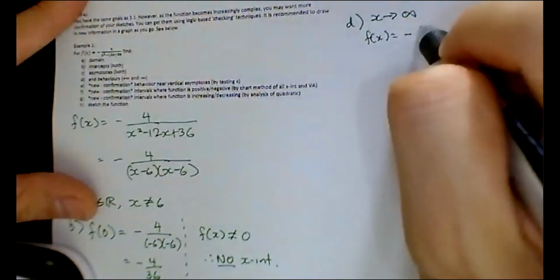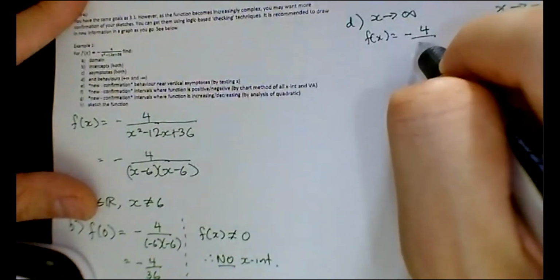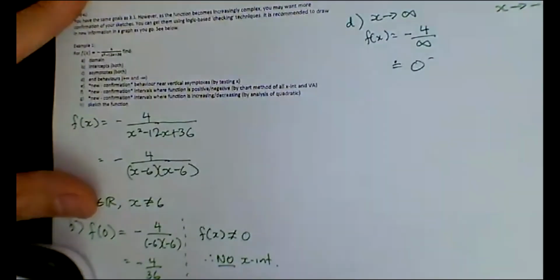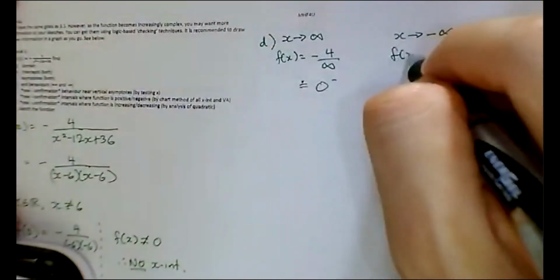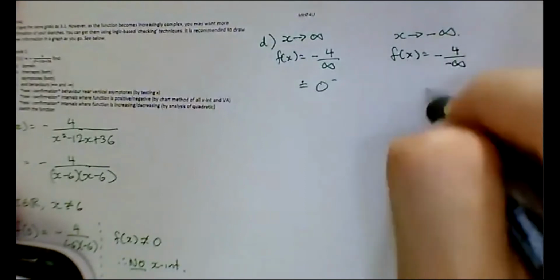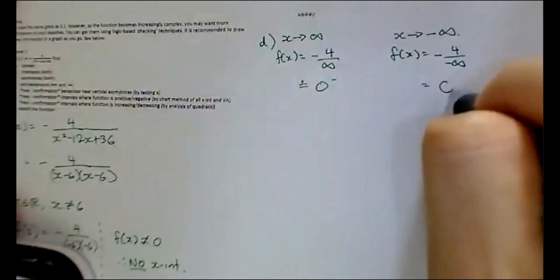Let's get a new piece of paper. Part D asks for end behavior. So I'm going to check as x approaches infinity and x approaches negative infinity. f of x is going to be -4 over infinity, which is going to be essentially 0 from the negative direction. And f of x is going to be -4 over negative infinity, which is going to be a positive.